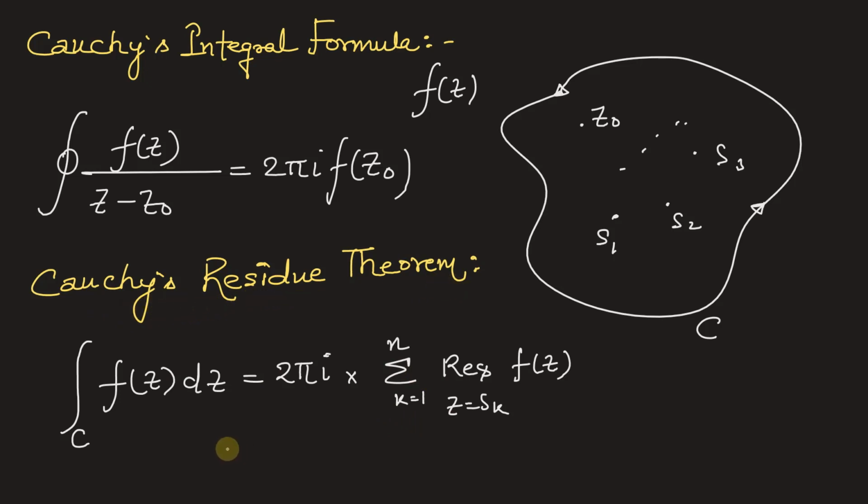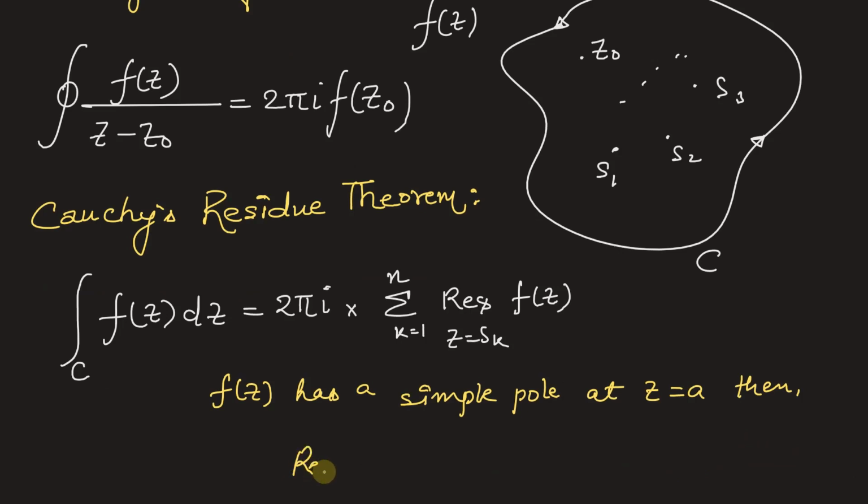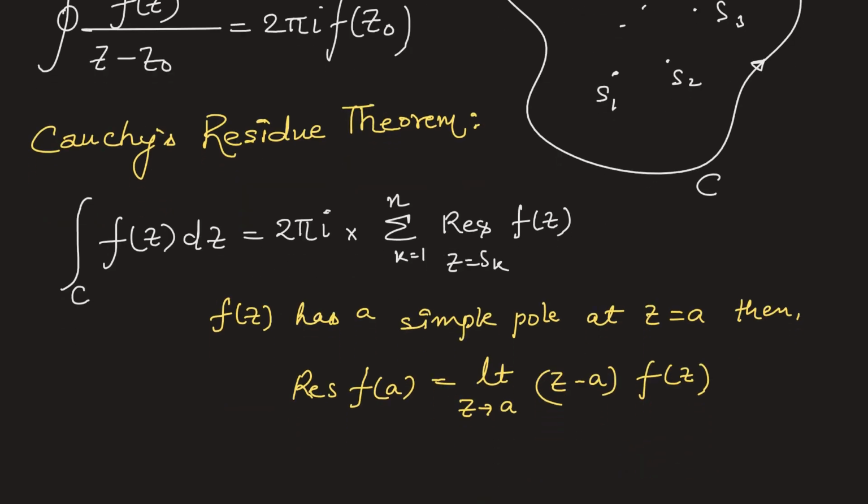Now suppose f of z has a simple pole at z is equal to a, then we can say the residue of f at a will be equal to the limit as z tends to a of (z minus a) into f of z. Now coming to the actual problem.